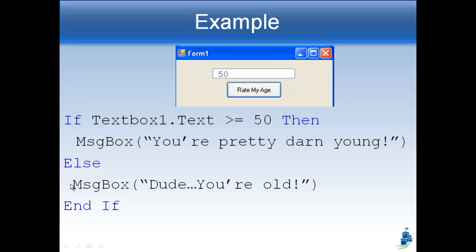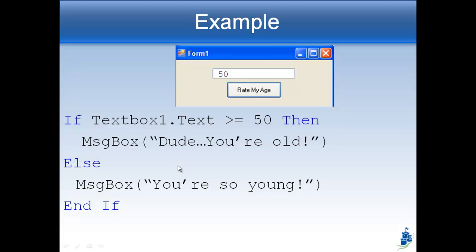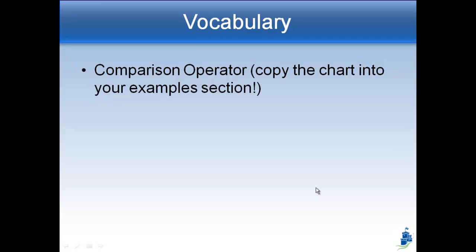And so actually, if I switch the condition around like this, I also need to switch the order of the message boxes. Now, if I put in 50, right? Textbox1.text is greater than or equal to 50. Well, yes, it is 50, so it is equal to 50. That's okay, and we'll get the you're old message box up top. And if you put something in smaller, like 22, 22 is not greater than or equal to 50, so you would get the code on the bottom.